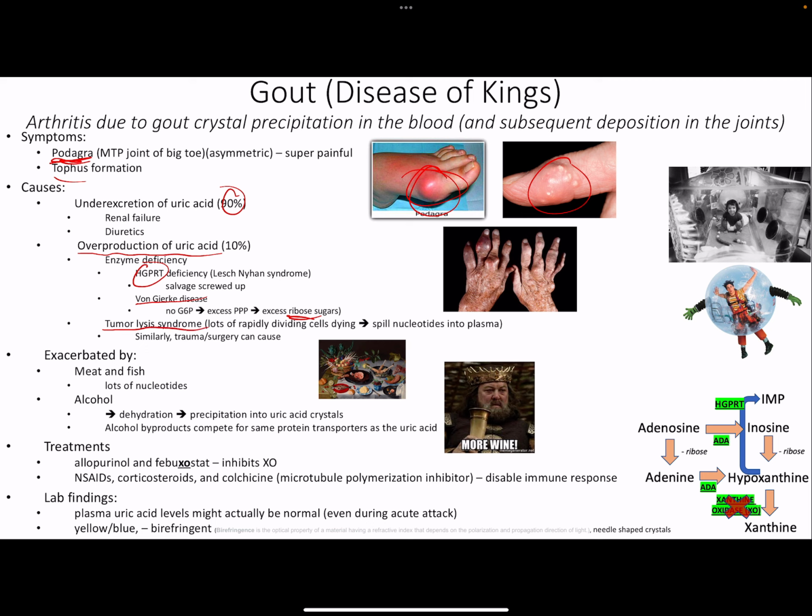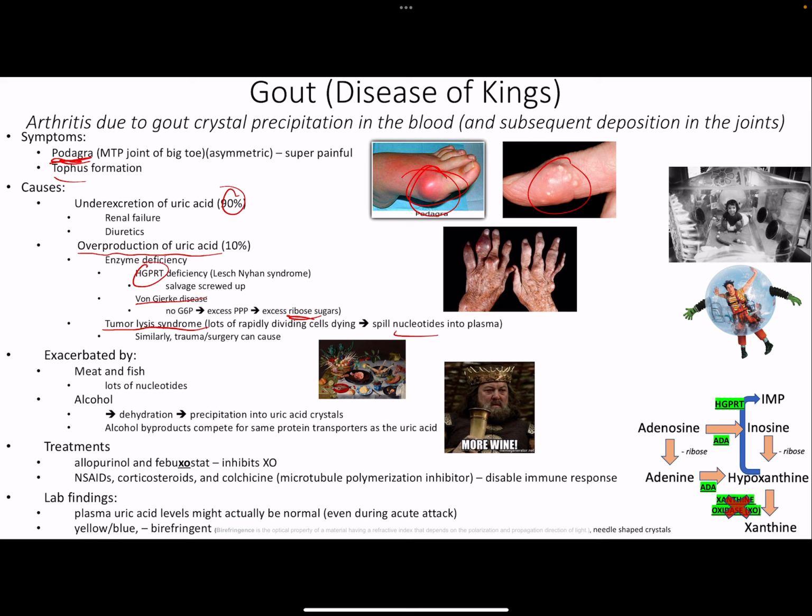Tumor lysis syndrome. If you have a tumor, cells are dividing a lot. There's a lot of nucleotide generation. You're making a lot of nucleotides. You're breaking down. You have tons of uric acid in your cancer. And you know what? Those cells are dying, and they're spilling uric acid in the blood. And it's called tumor lysis syndrome. This is one of the many features of tumor lysis syndrome. But spilling the nucleotides and the uric acid into the blood can cause gout. Additionally, now the surgery, the trauma, you get into a car accident, you have surgery.